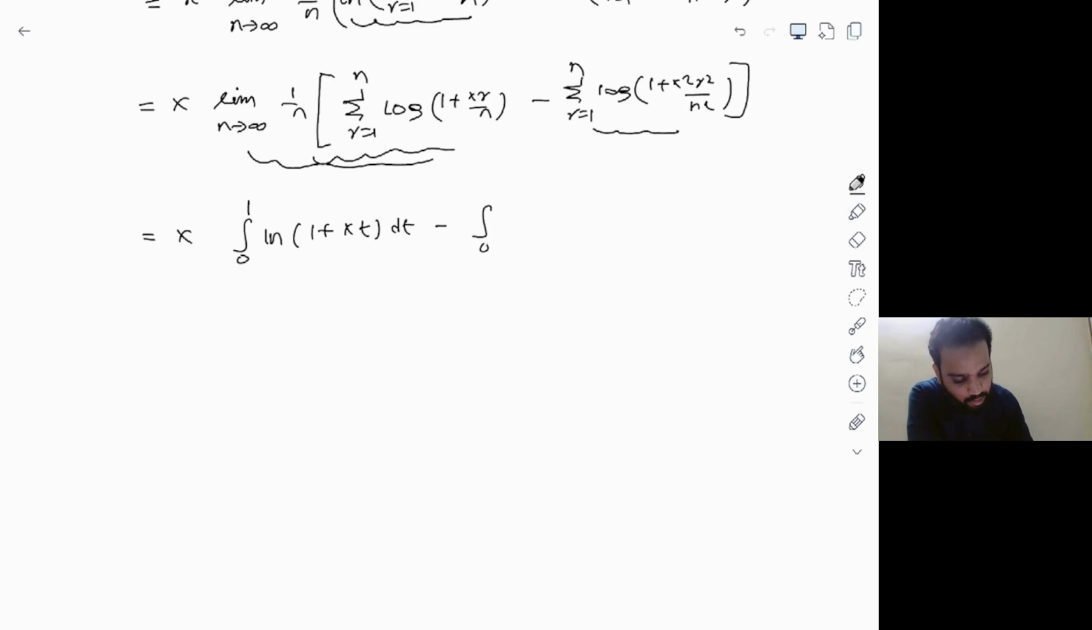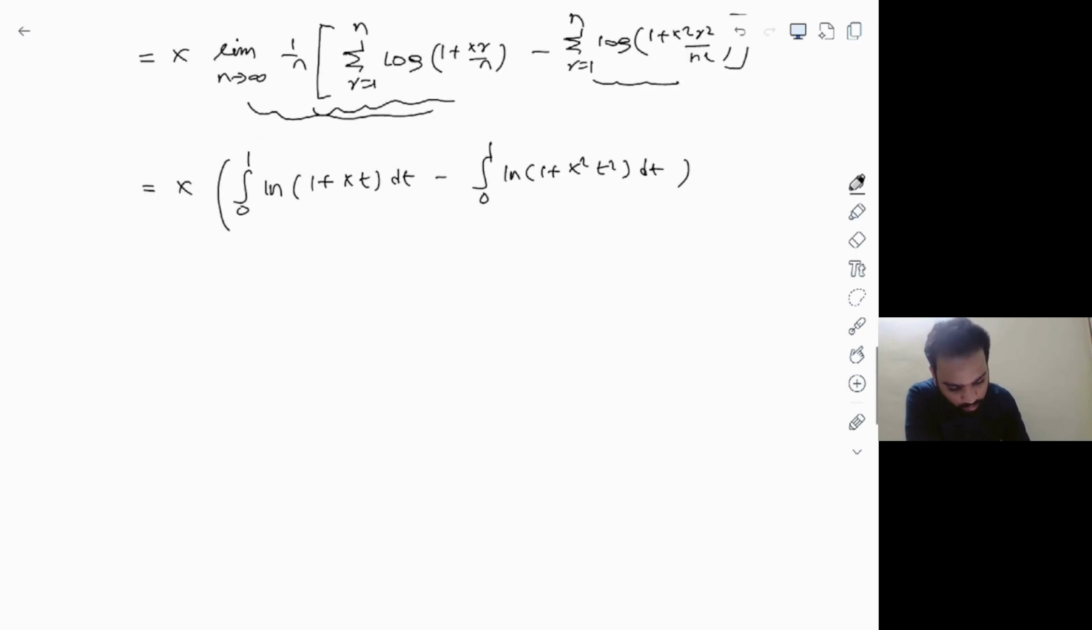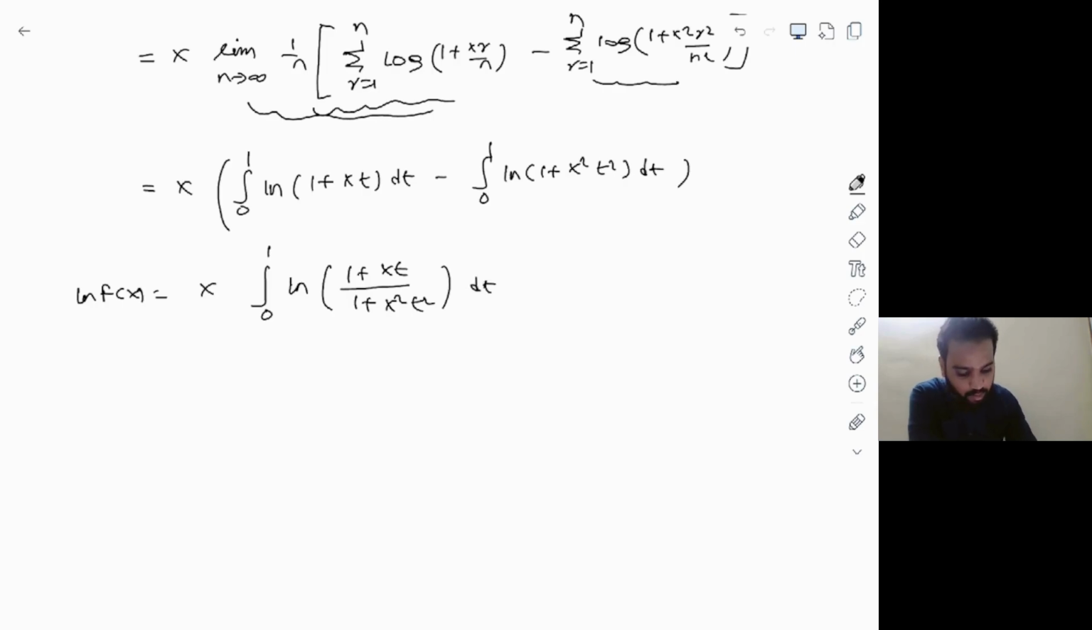Similarly, minus the second term, integral 0 to 1, which is exactly ln of 1 plus x square into r square by n square, which is nothing but r by n whole square, which is t square, dt. Now clearly I can write down finally ln of f of x here. So ln of f of x will be equal to x times, I can write this directly, integral 0 to 1 ln of 1 plus xt divided by 1 plus x square t square dt. Okay, so let's keep it as equation number 1.